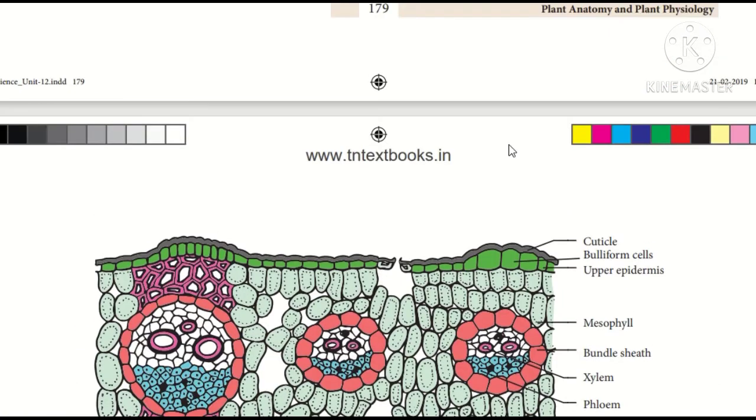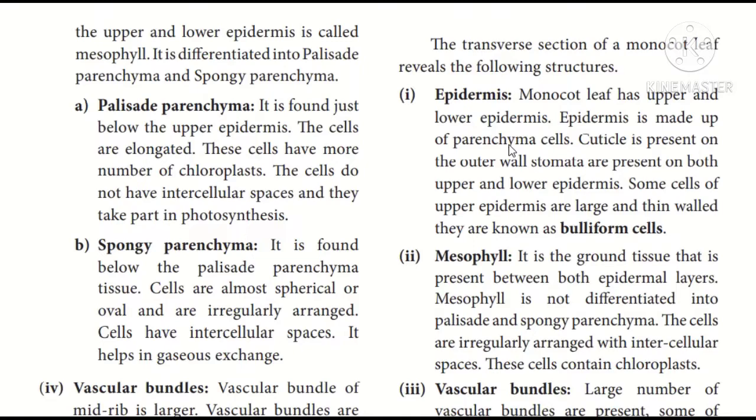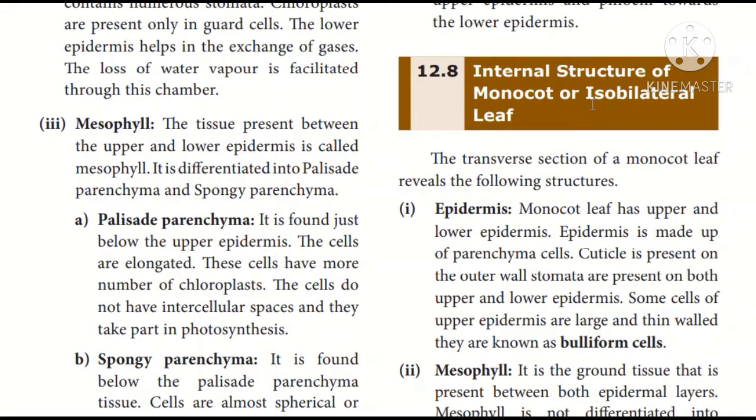That is why, children, in the title you can see the word isobilateral leaf is given. Iso means same, bi means dorsal and ventral, upper and lower, lateral. So both the dorsal side and the ventral side, the upper side and the lower side, are made up of either a palisade parenchyma or a spongy parenchyma. But definitely both the palisade and the spongy parenchyma will not be seen in the monocot leaf. That is a common and major difference that you have to note regarding the internal structure of the monocot and the dicot leaf.